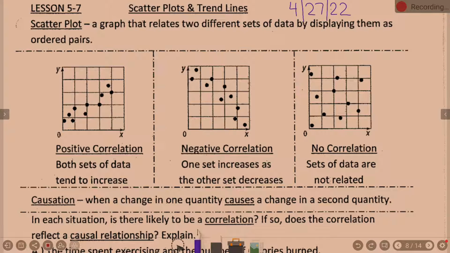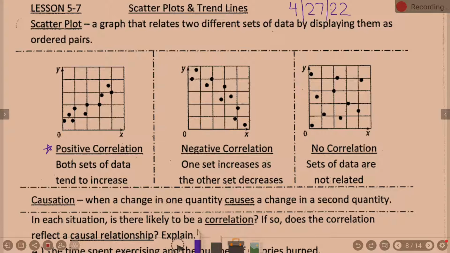Basically, it's a graph of scattered dots, right? That's generally speaking what a scatter plot is. Officially, a graph that relates two different sets of data by displaying them as ordered pairs. So obviously, each point is an ordered pair. And this first example over here is an example of a positive correlation.